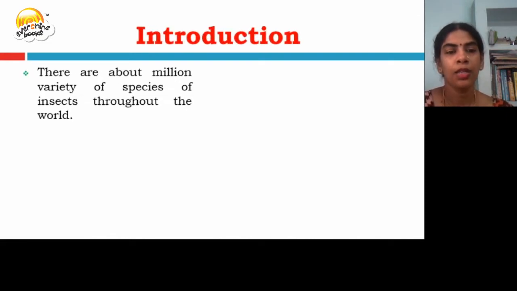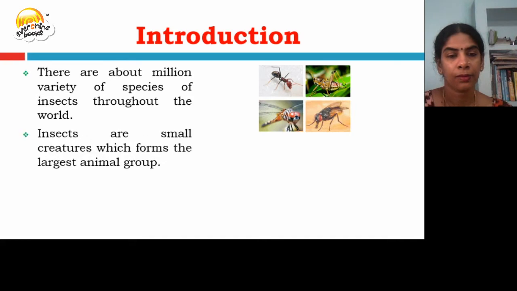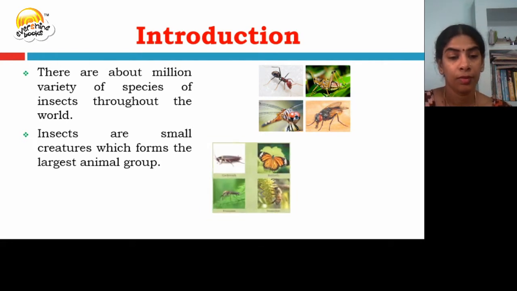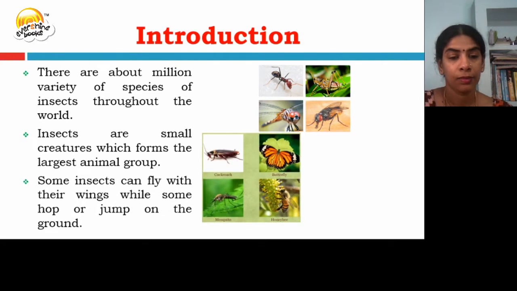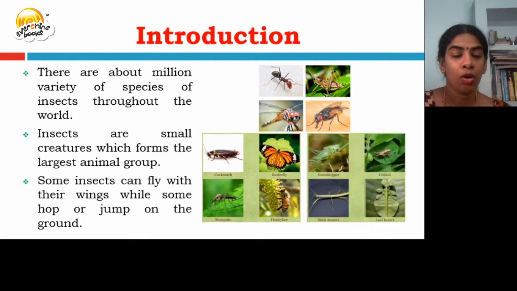There are about a million varieties of species of insects throughout the world. These are small creatures which form the largest animal group. Some insects can fly with their wings, while some hop or jump on the ground.